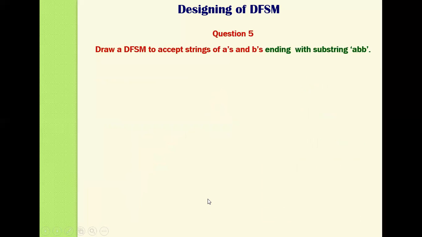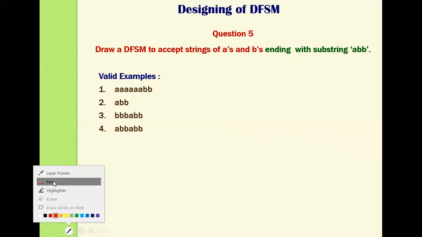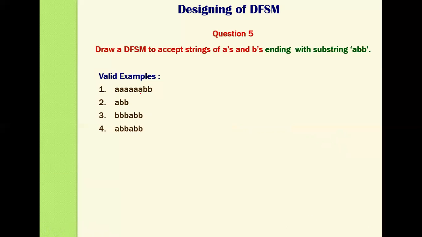The next question: draw a DFSM to accept strings of A's and B's ending with the substring ABB. Ending with substring ABB. According to that, let's observe some valid examples. It must end with ABB, so this is actually my minimum string. It is ending with ABB. And some of the invalid strings: BAB is not ending with ABB. ABBA, though I have ABB here, is not ending with ABB.